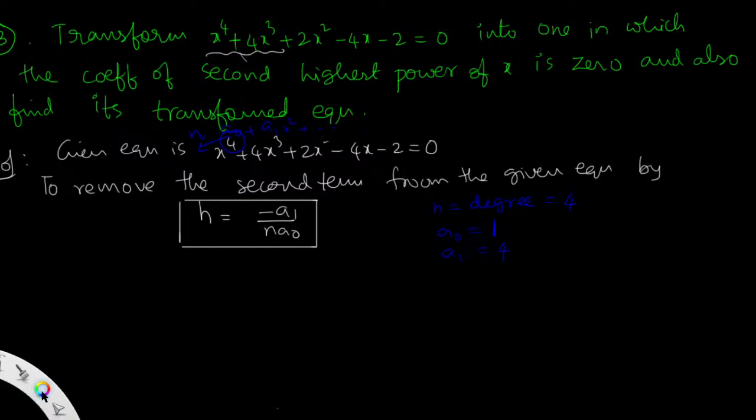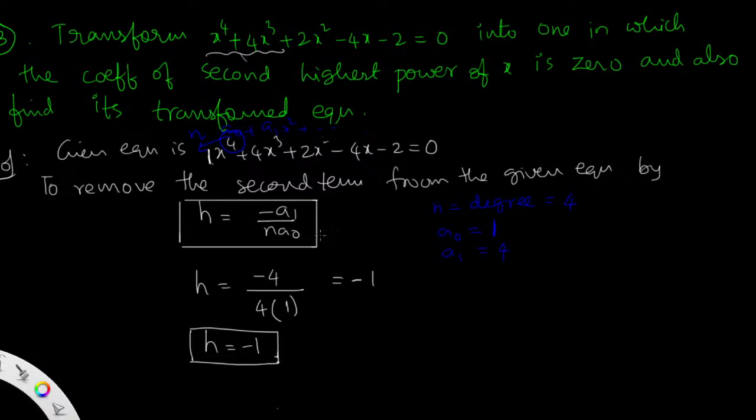Then substitute in this equation. So h equal to minus a1, that is minus 4, by n, the degree of the equation, 4. A naught means the coefficient of x to the power 4, which is 1. So that is equal to minus 1. We get h equal to minus 1. For this value you can use synthetic division or Horner's process. Here n is the degree of the equation, a naught is the highest term coefficient, and a1 is the next term coefficient. So this is the formula to remove the second term from the given equation.